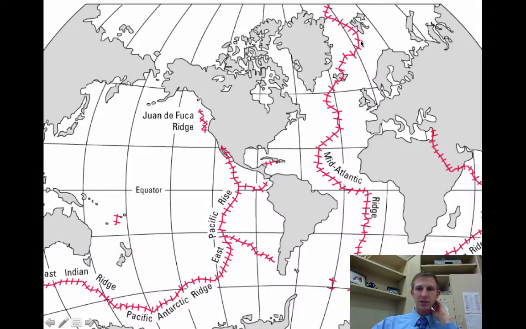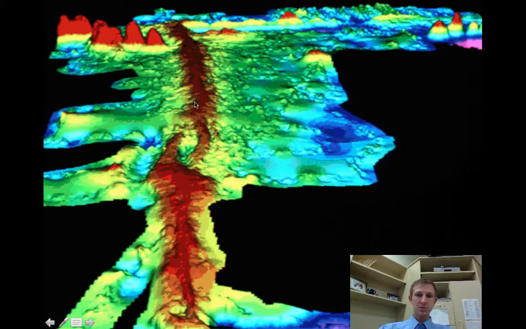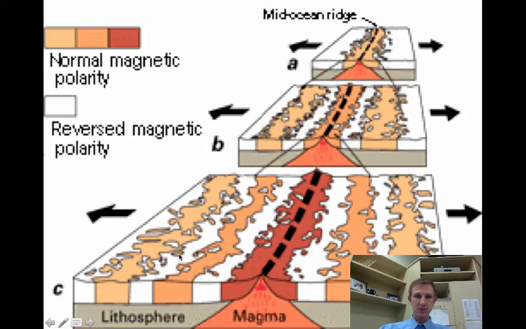We also had evidence that there was this giant suture on the ocean floor, and this was Harry Hess who figured this one out. There are all these rifts throughout the entire ocean floor, and this was evidence for seafloor spreading. Again, a picture of some of the undersea mountains caused by the mid-Atlantic ridge and some of those other seafloor spreading centers.